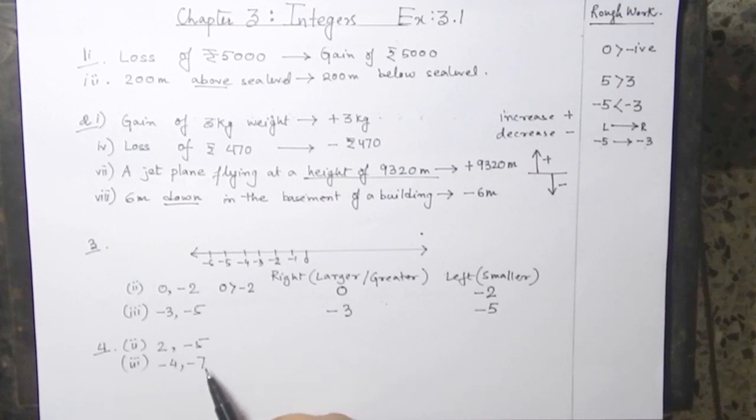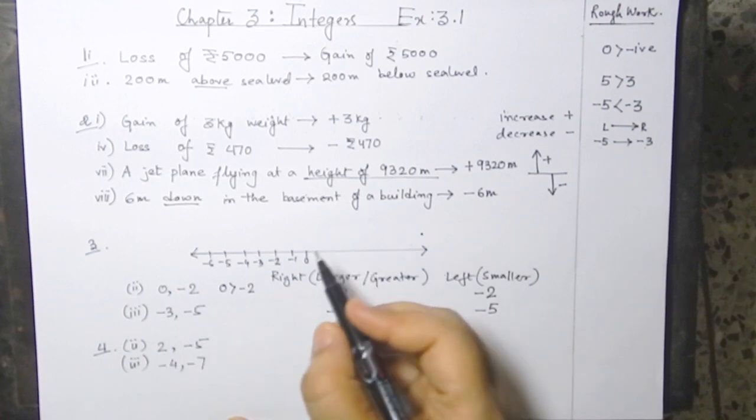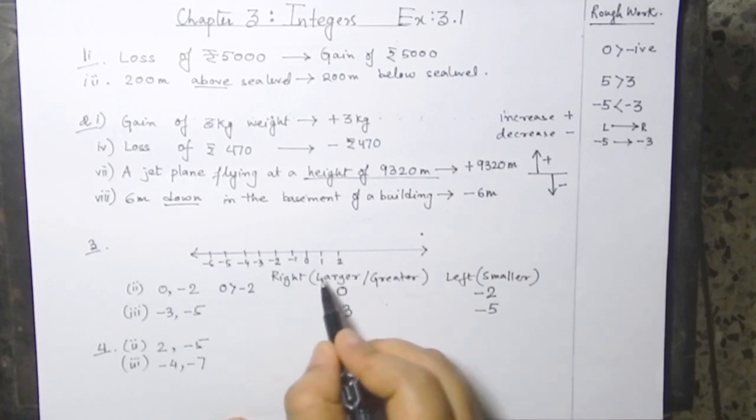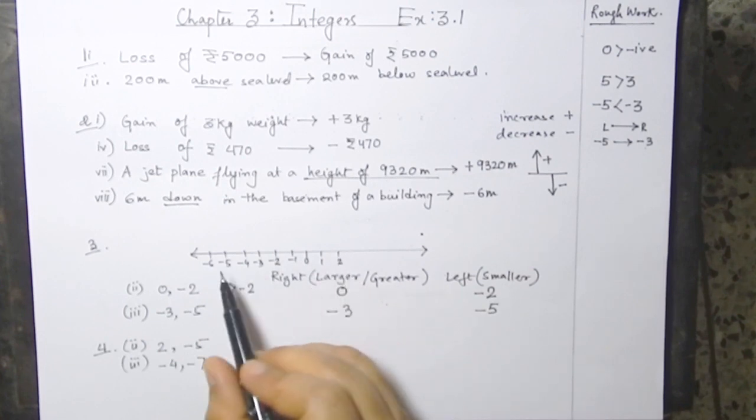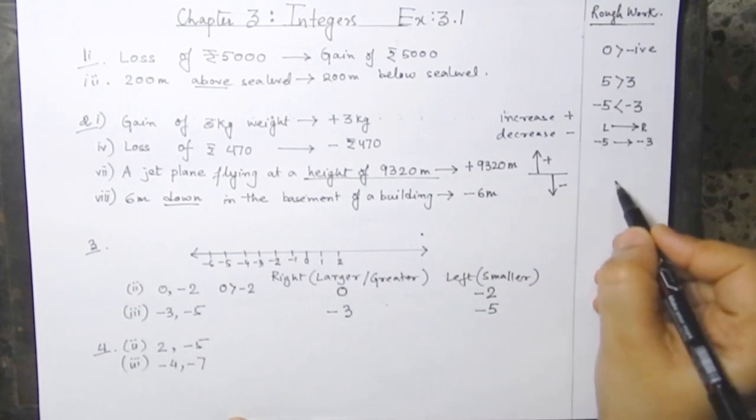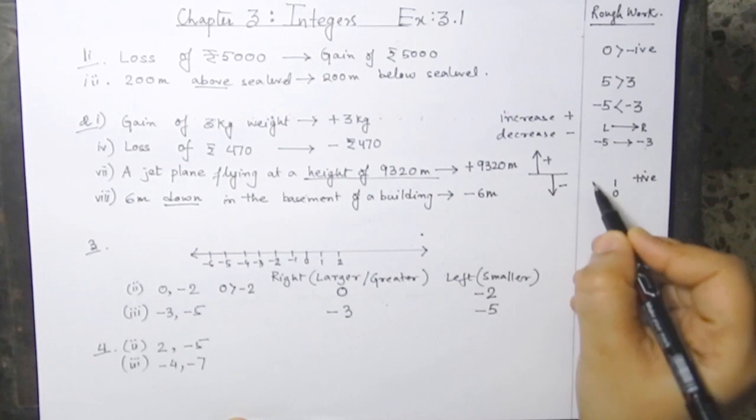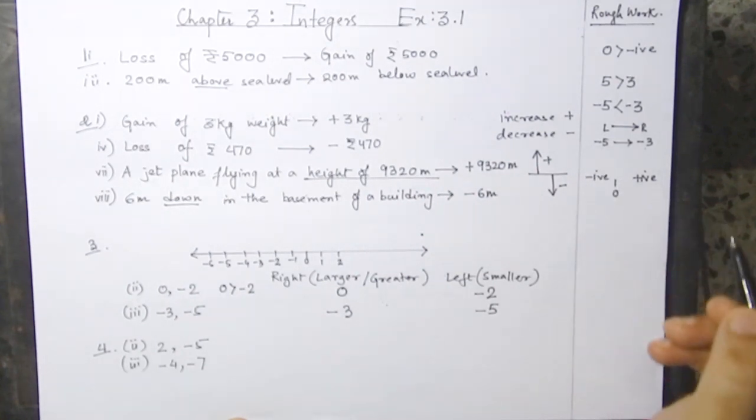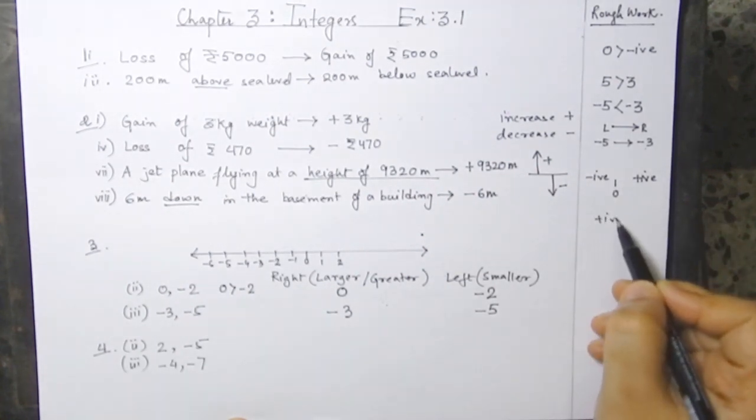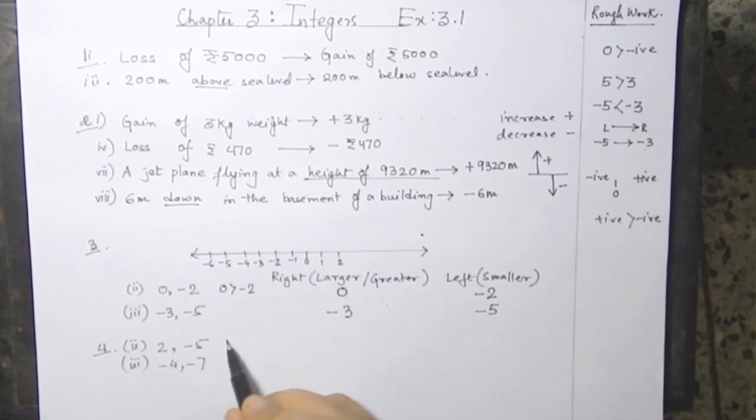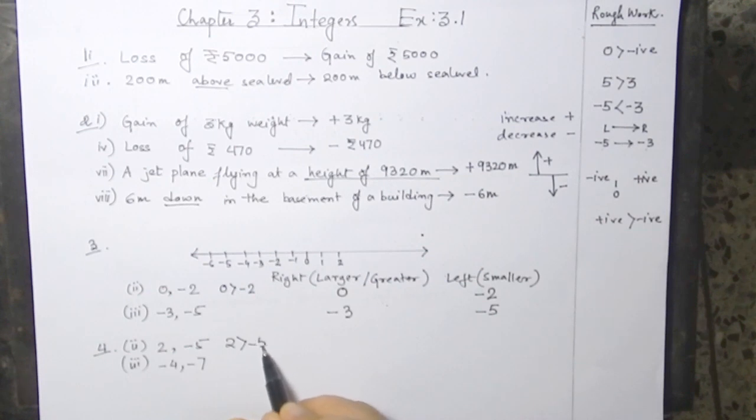Here you have to mention which is on the left hand side. That means you have to point out the smaller number. 2 and minus 5. So minus 5 is on this side, and if you draw the number line, you will see that 2 is on the right hand side of minus 5. We know 0 is in the middle and all positive numbers are on the right and all negative numbers are on the left. So all positive numbers are greater than negative numbers. So here obviously 2 will be greater than minus 5.